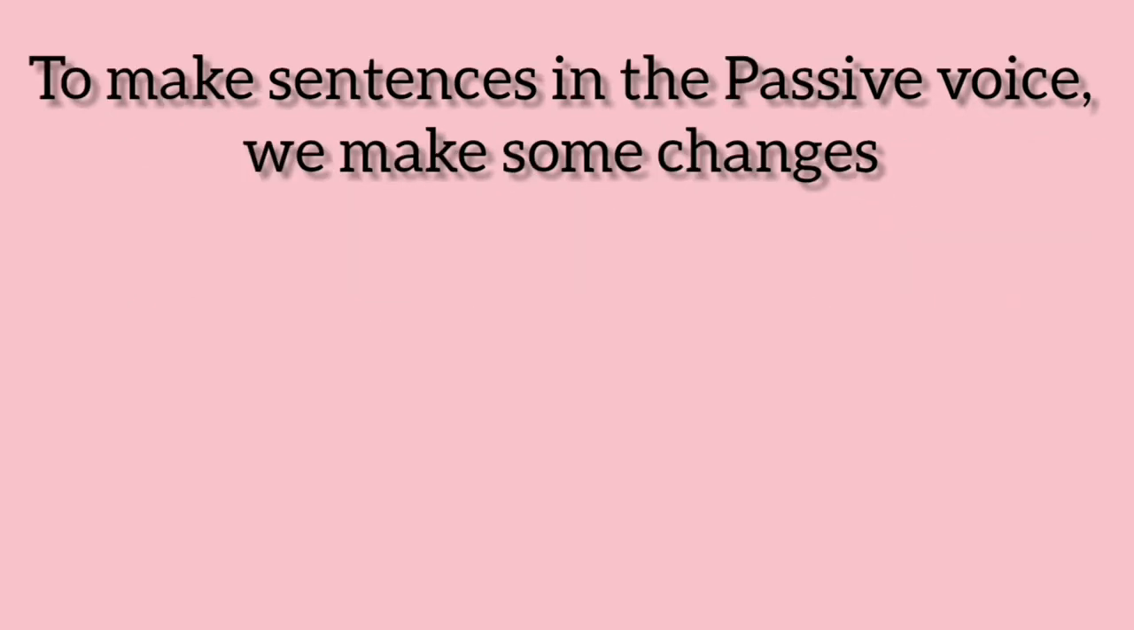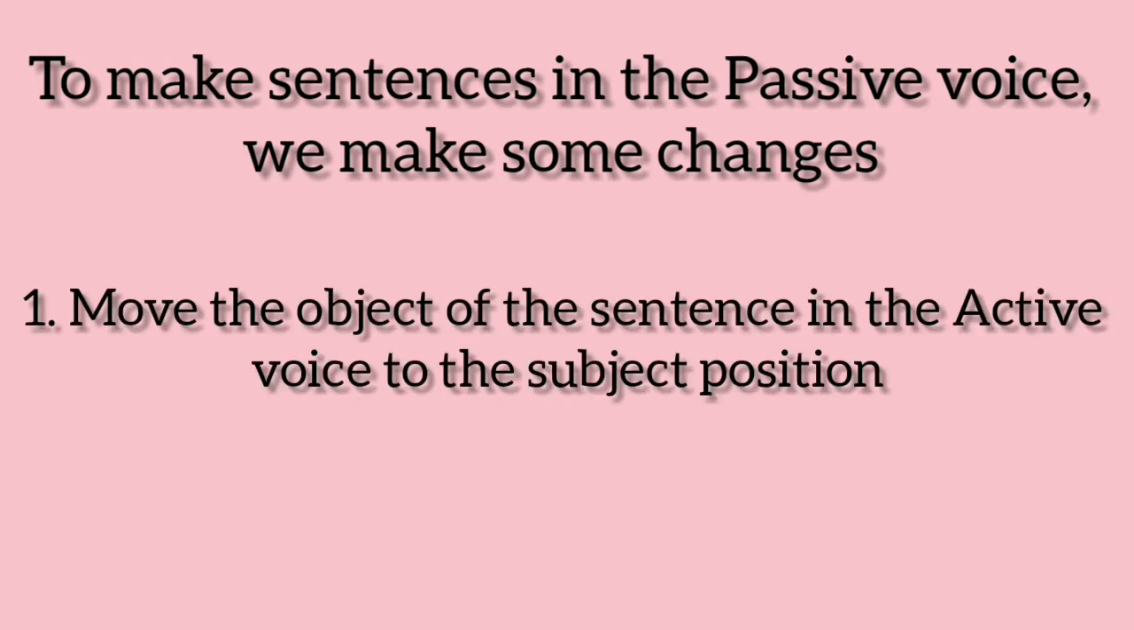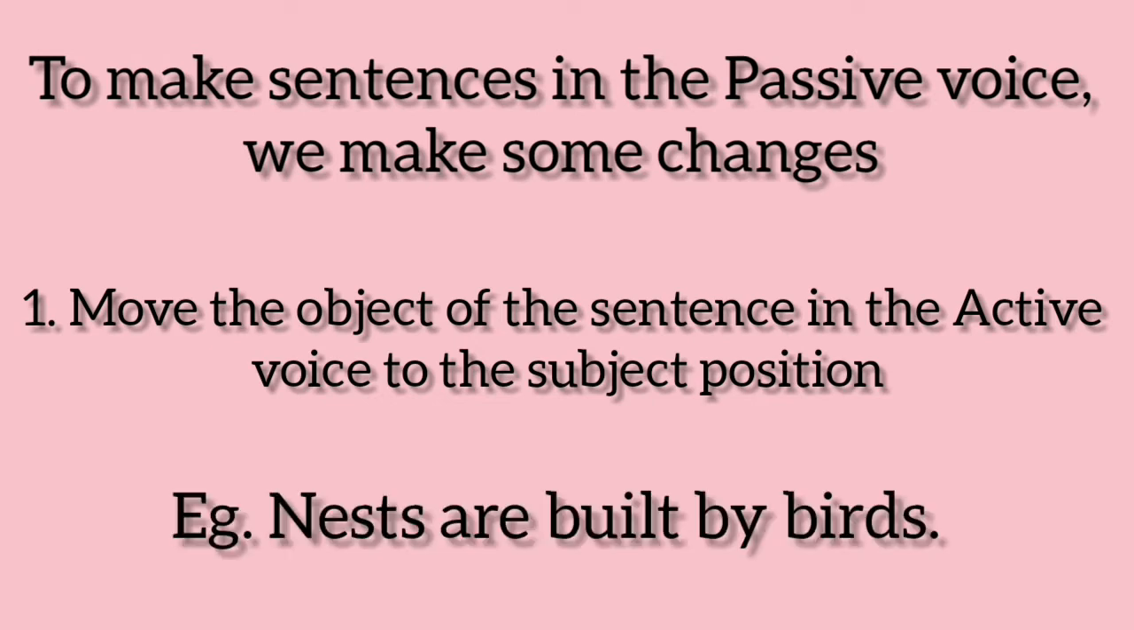To make sentences in the passive voice, we make some changes. The first change is to move the object of the sentence in the active voice to the subject position. For example, nests are built by birds. Here, the action is still done by birds only, but the object has become the subject and the subject has become the object in this sentence.